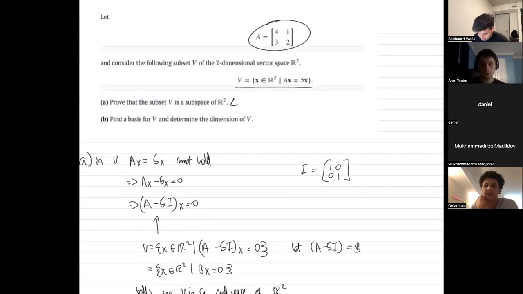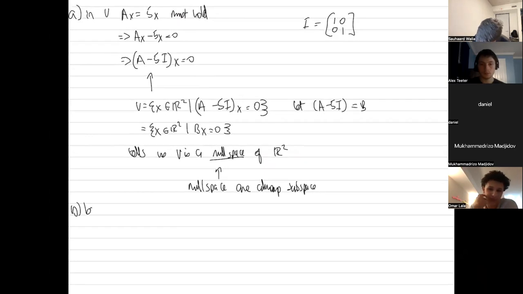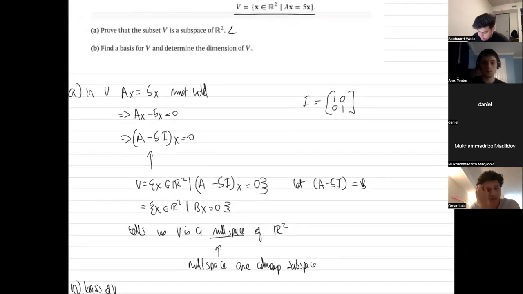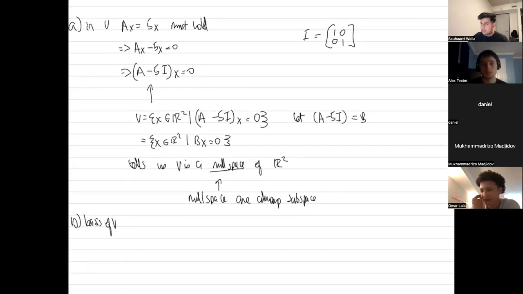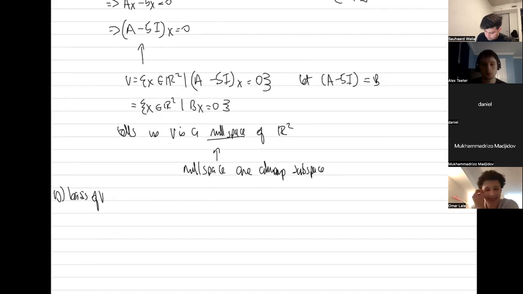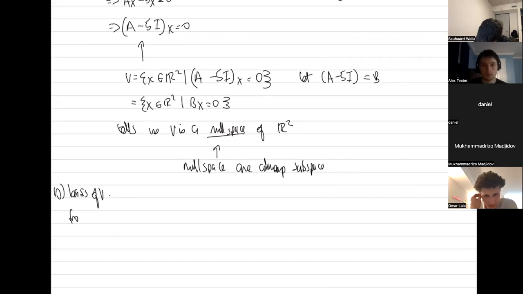The reason I brought this question is because I want to do part B. We want to find a basis for V, and to find a basis for V, we need to use what we did in part A. Okay, from part A, now we need to find a basis of V. From A, we know (A minus 5I) x is equal to 0, right? We know that. I'm going to give you a hint that you need a matrix here. What matrix can I form?